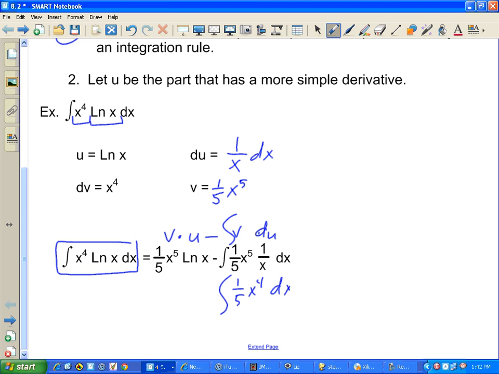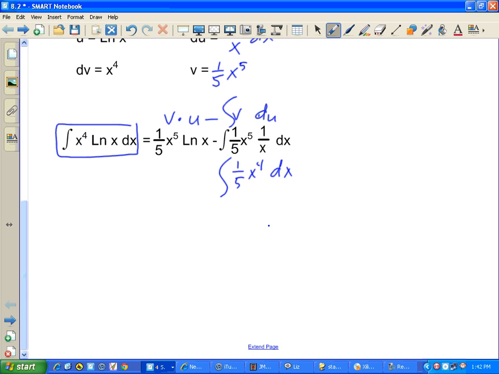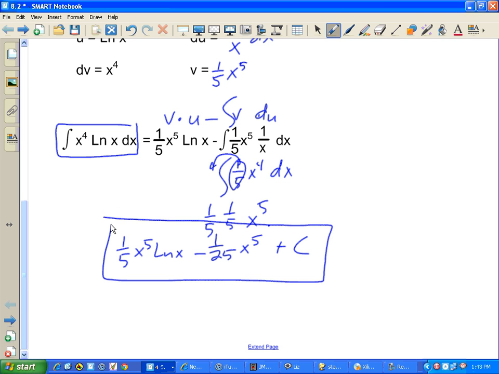So I'm integrating this, which is another basic power rule. So I can raise the power by 1. This is just a constant, so this 1/5 could come outside here. Raise the power by 1, that gives me x to the 5th. Drop another reciprocal. So I end up with my uv, which is 1/5 x to the 5th ln of x minus 1/25 x to the 5th plus our constant of integration. And that would be our integral.